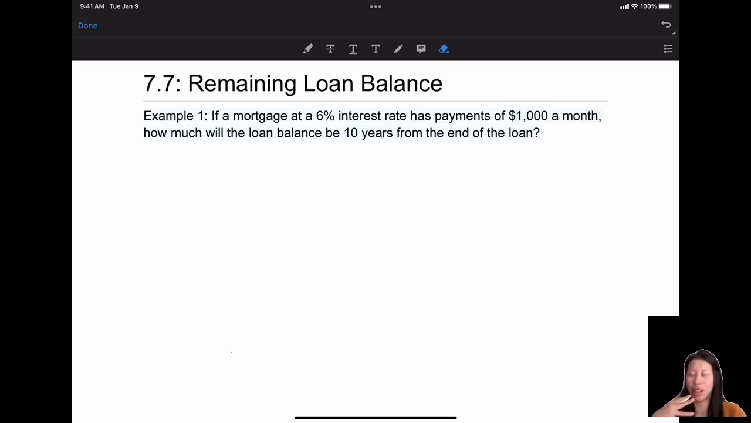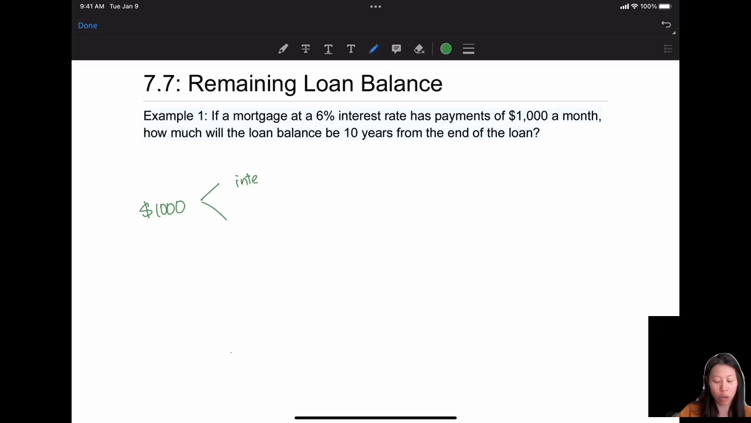You might have that experience by talking to your friends or your families, or you might be a homeowner. You might know that each month, even though you're paying 1,000 to the bank, a portion of this 1,000 is going to go towards the interest to the lender, and then some is to the loan balance. Okay, this is really important.